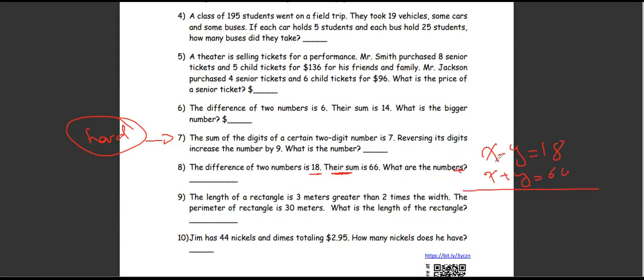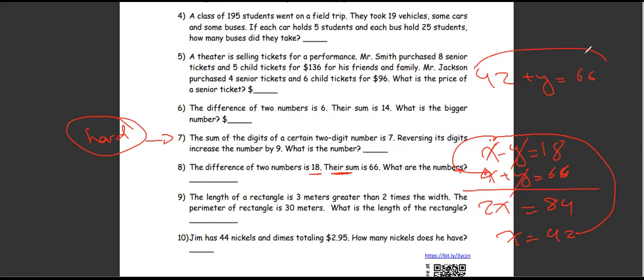So let's add it. x plus x is 2x. The y cancels. Equal 18 plus 66, which is 84. x will be 42. Plug in here x. So 42 plus y equals 66. So 66 minus 42 is 24. So y equals 24. What did the question ask? What are the numbers? So the numbers are x and y, and y is 24 and x is 42.